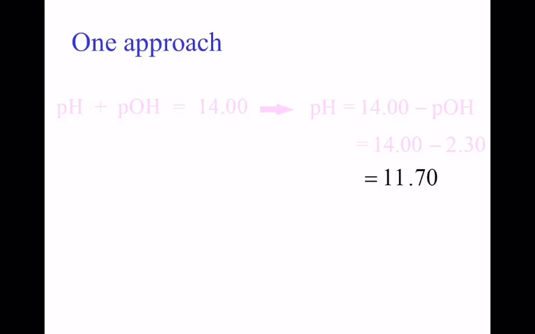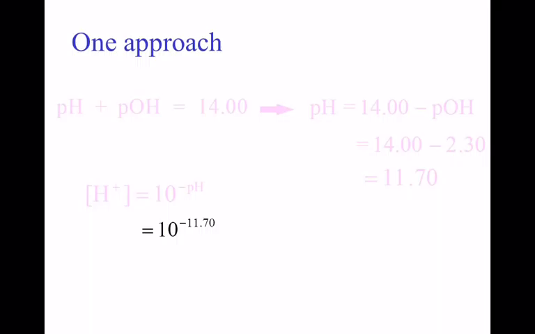So then the last quantity we need is the hydrogen ion concentration. And once we have the pH, we can take 10 raised to the negative pH to get the hydrogen ion concentration. So 10 raised to negative 11.70. I just think that's so cool. 10 raised to negative 11.7.